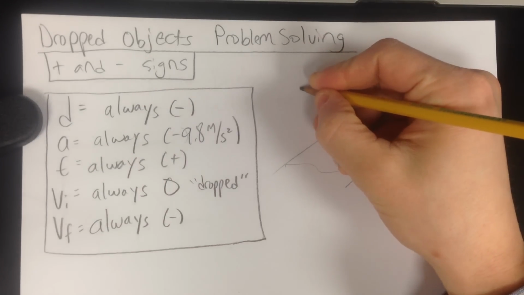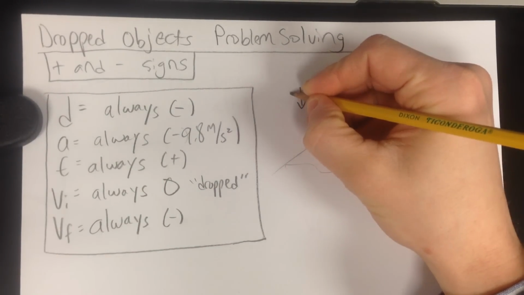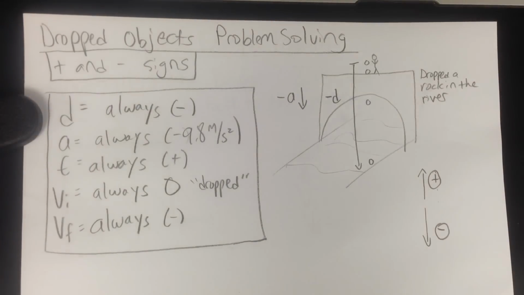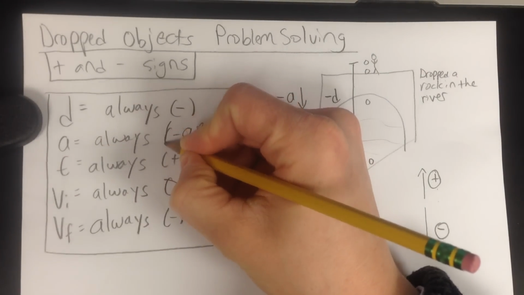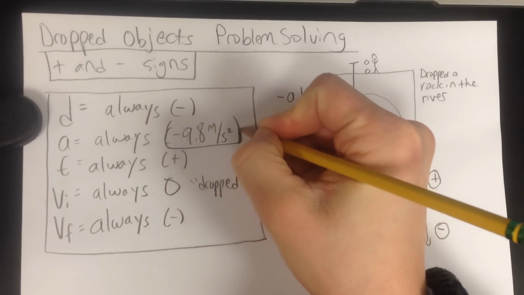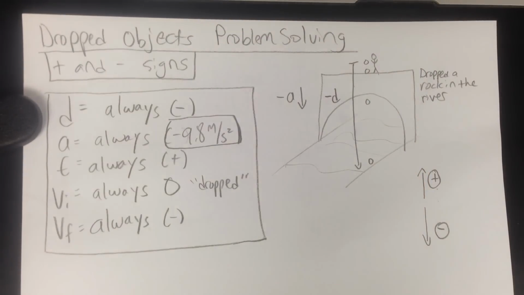Acceleration. Well, which way does the object accelerate? It accelerates down because gravity speeds it up downwards, so it's also a negative acceleration. And one thing you're going to have to actually memorize is that the acceleration has a specific number. It's negative 9.8 all the time, meters per second squared, when something's heading through the air.